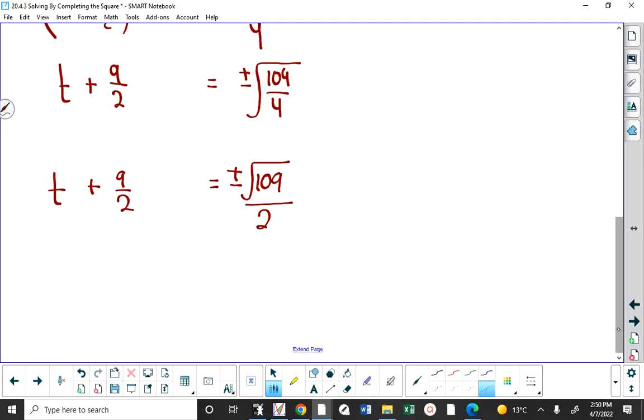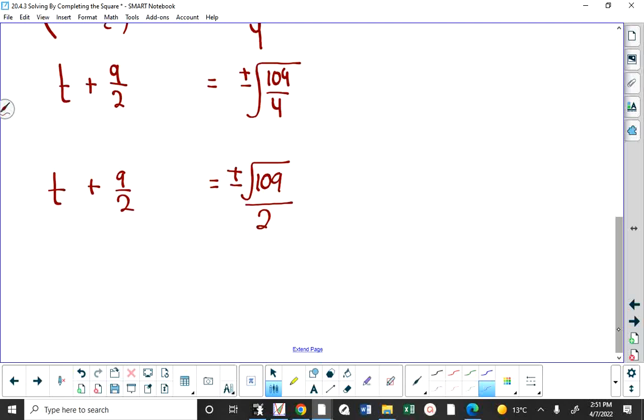I can square root the top and square root the bottom, but I can't really square root the top because the square root of 109 is the square root of 109. Do you remember when we took the 27 and we broke it up into 3 root 3? I don't think we can do anything with the 109. I don't think it's divisible by a perfect square.